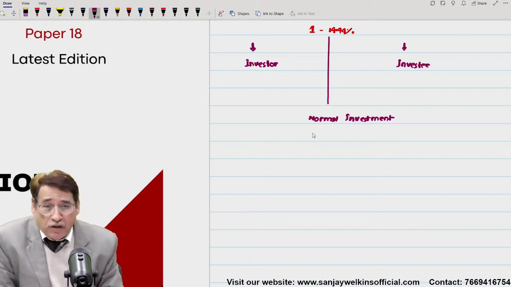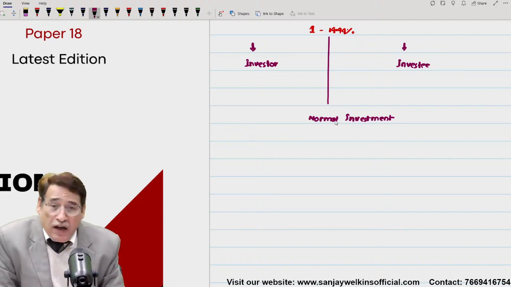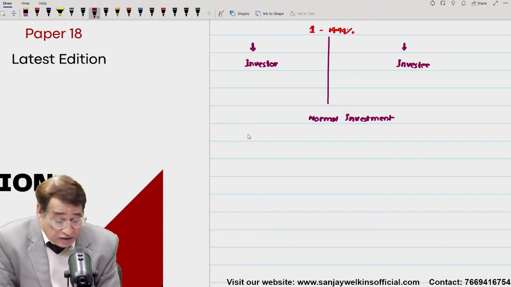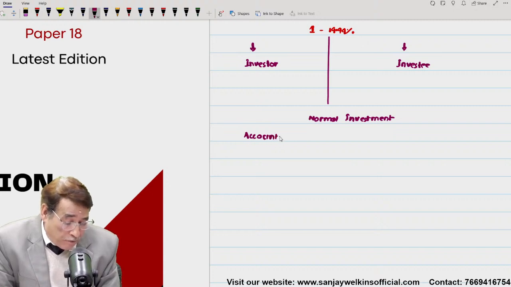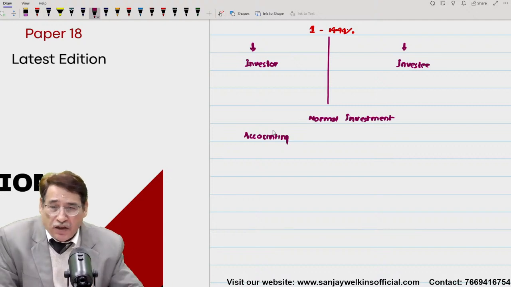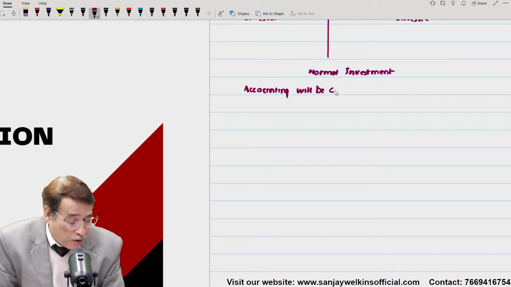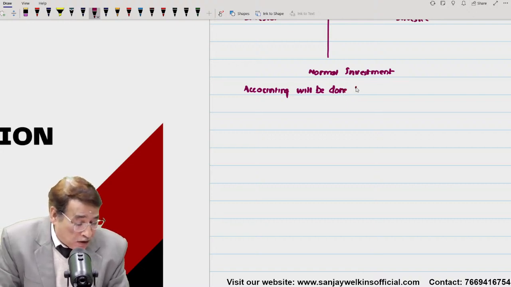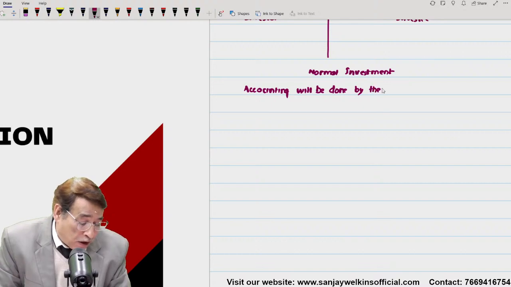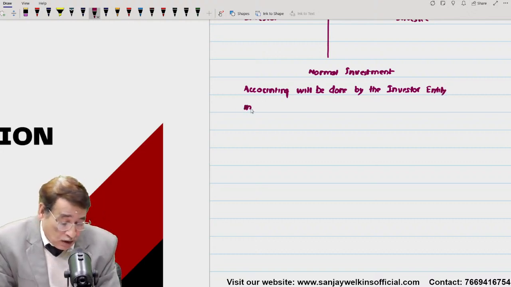In this case, as a professional student, you need to understand that the investor will account for the investment which it has made in the other entity in its separate financial statement only. As I told you, the investor will do the accounting for such investment. Accounting will be done by the investor entity, because the investor has invested in the other entity. The investor entity is E1, in its separate financial statement.